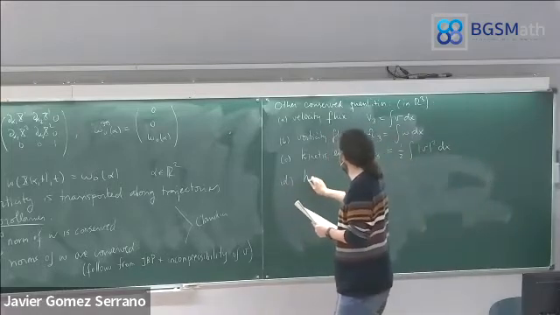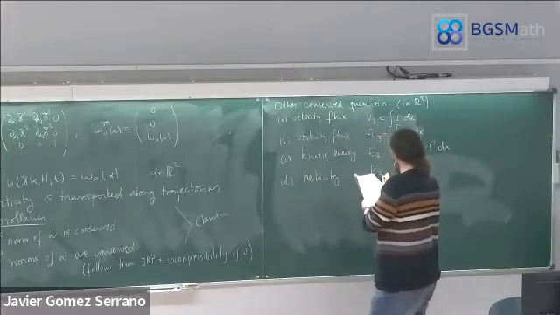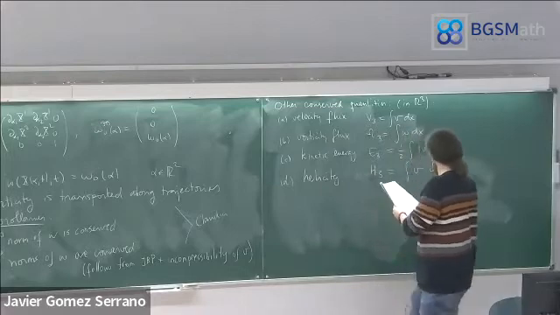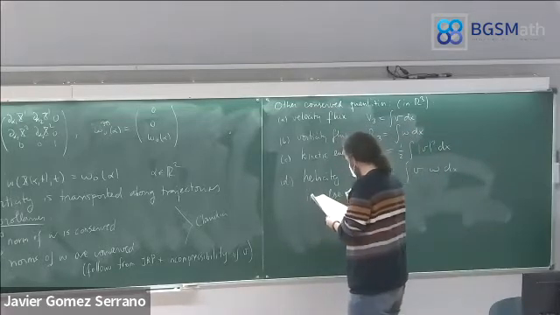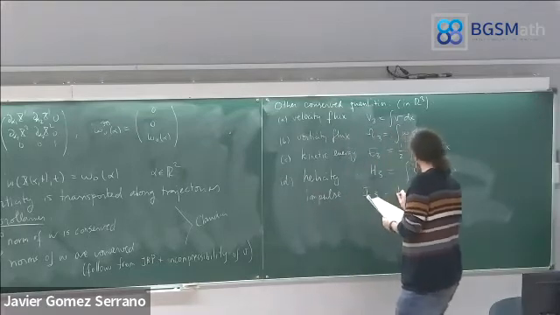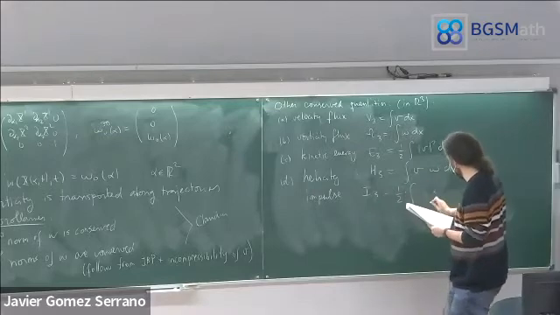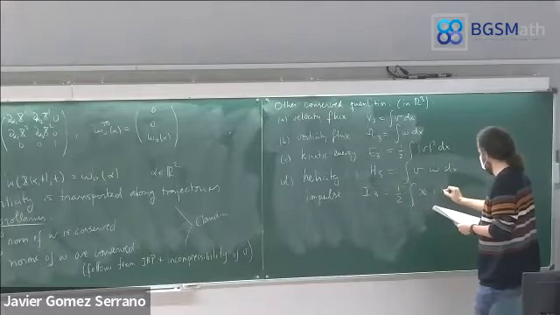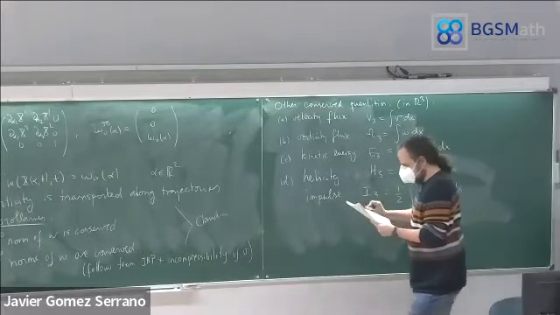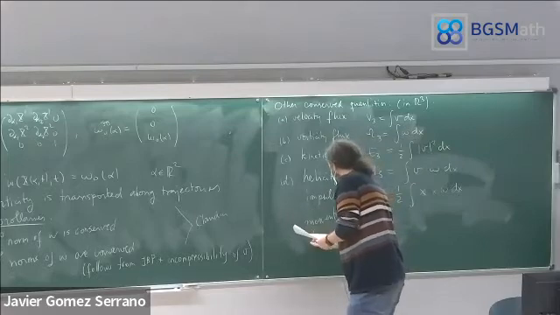Velocity equals... I don't know how to do the cross product. This is the cross product between x and omega. And the moment of fluid impulse.